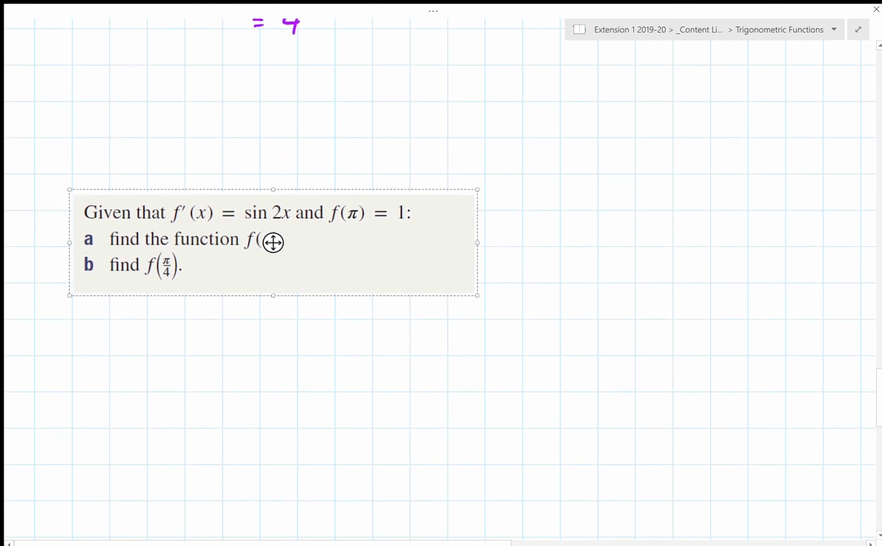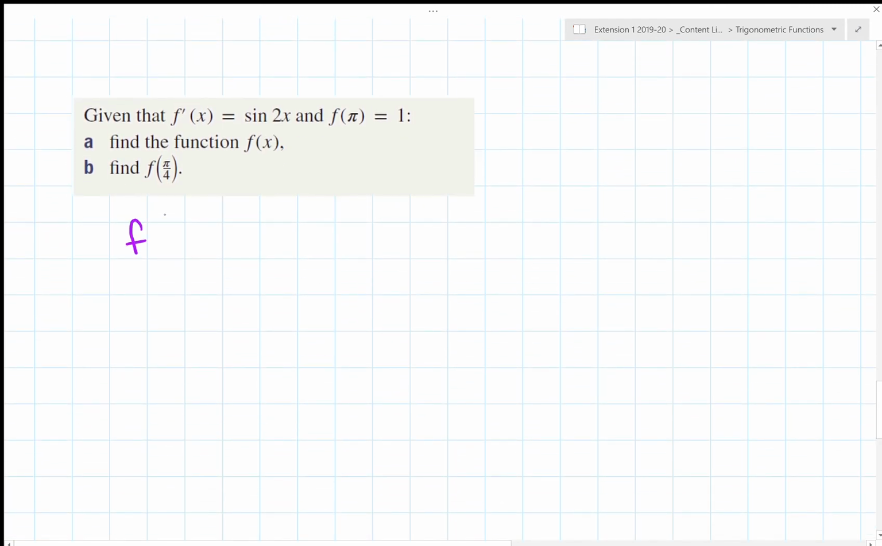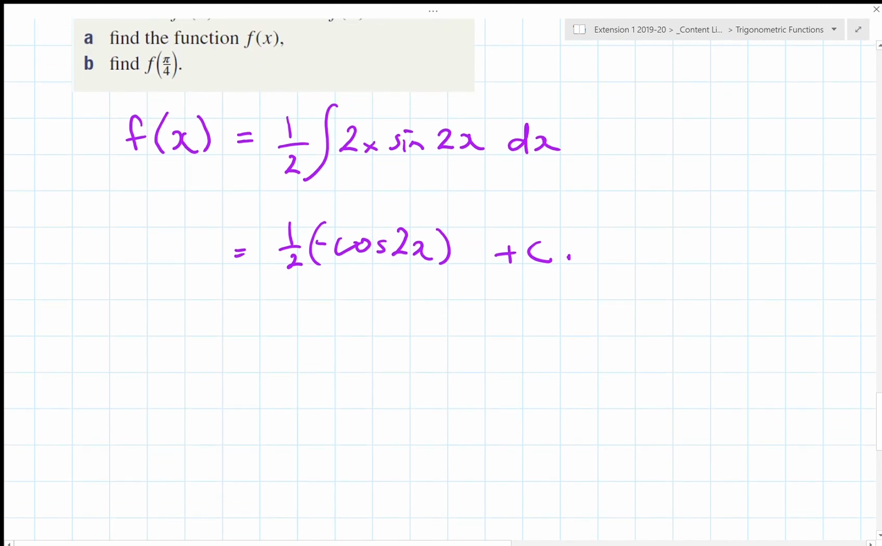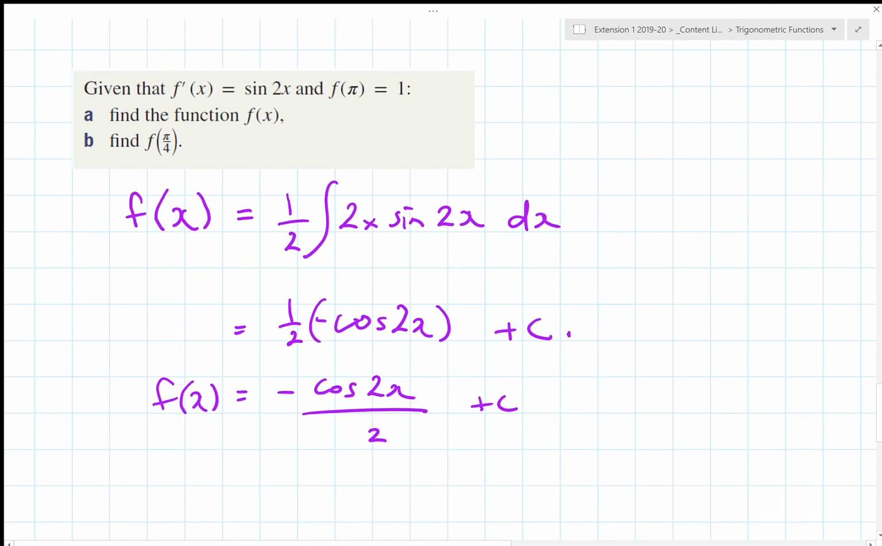Okay, same again. So there's f dashed. So what's f? Well, f is the integral of sine 2x. Pause it here and try and do this without me. Now I need a 2 there, which means I need a half there. So that's minus cos 2x plus c. You don't need to worry about the minus sign with the c. So that's minus cos 2x all over 2 plus c. So that's f. And then it says f of pi is 1.